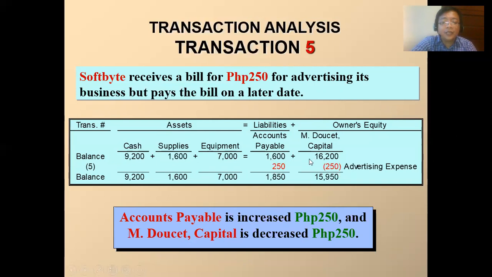Alright? So, parehas lang ba? I think parehas lang. 17,800 na if you add this. Yan. So, same pa rin yung total niya. Okay? Accounts payable is increased by 250 and owner's capital is also decreased by 250. Alright.